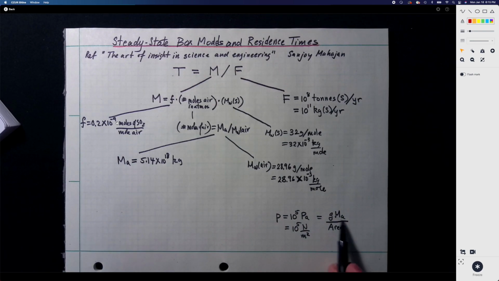And so we're going to use this formula. We're going to rearrange to get the mass of the atmosphere. So the mass of the atmosphere is equal to P times the area divided by g.